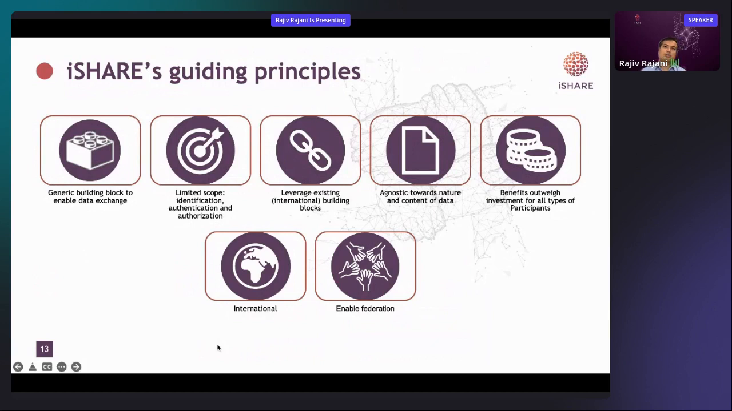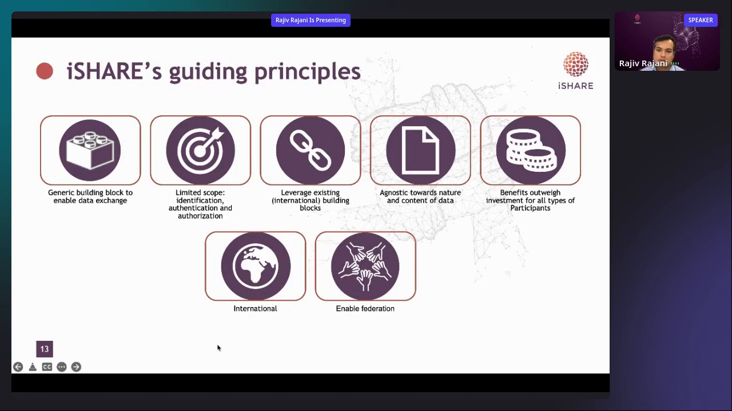So iShare has some guiding principles. Basically, first is the generic building block to enable data exchange. This is one of the key guiding principles of iShare, that we always wanted to make sure that the iShare framework acts as a basic building block, or generic building block, which enables data exchange. Since it is a generic building block, it is designed such that it is always generic and can apply in different sectors and internationally as well.